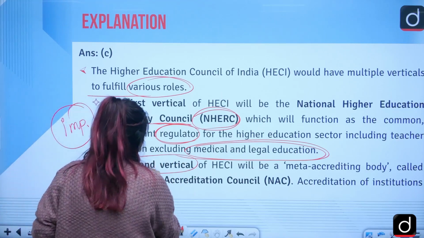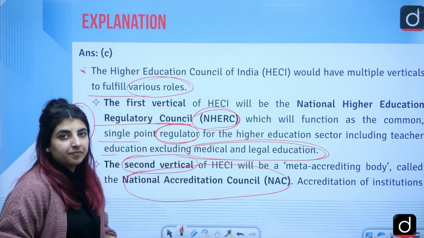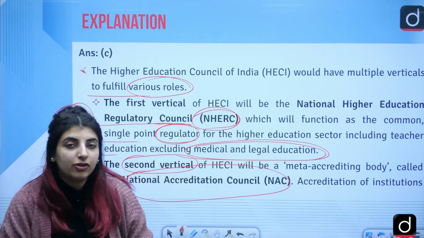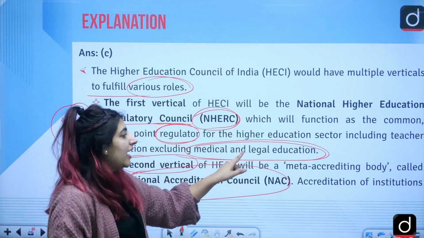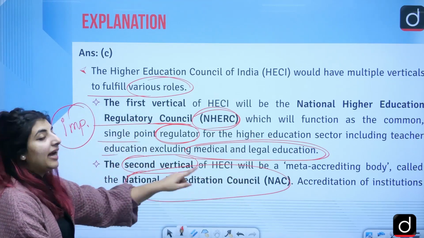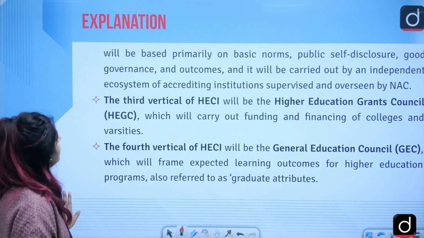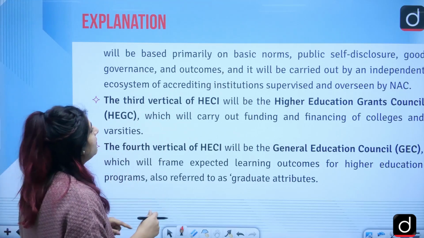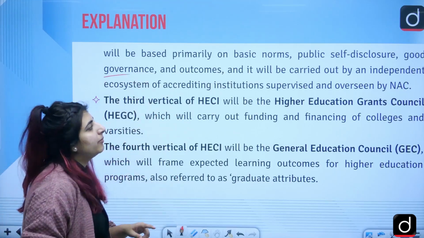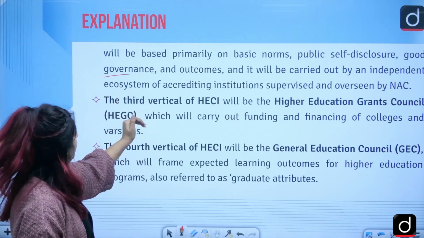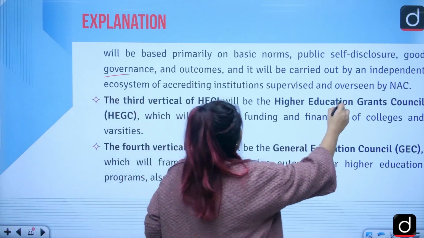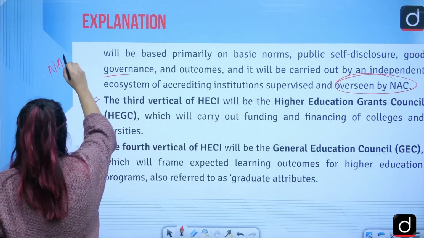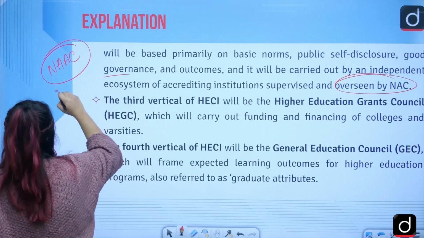The second vertical is the NAC grading, correct? So National Accreditation Council, which is used for accreditation or ranking, right? A meta accrediting body called NAC. Accreditation of institutions will be based primarily on basic norms which are required: public self-disclosure, good governance and outcomes, and it will be carried out by an independent ecosystem of accrediting bodies supervised and overseen by NAC.